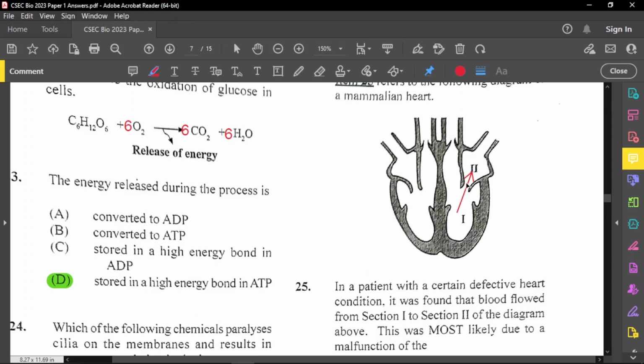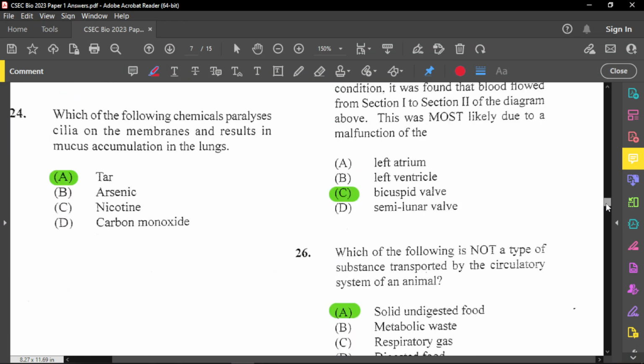However, if it goes from 1 into 2, then this valve, which is a bicuspid valve, is not properly functioning. And so option C is the correct answer. Again, it's a repeat question.